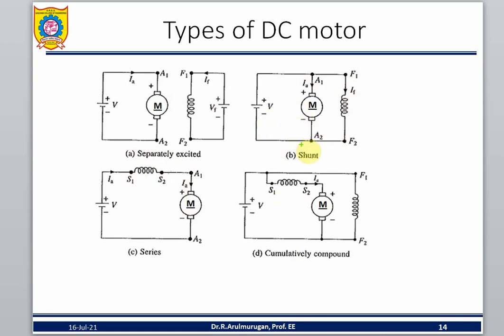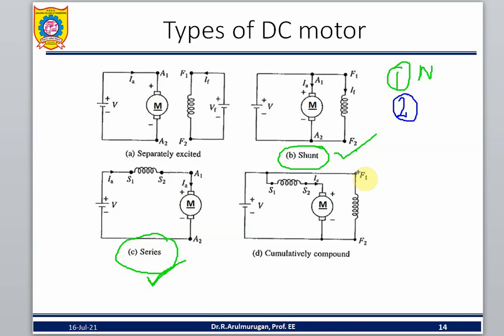You know, the shunt motor is a constant speed motor, almost constant. If you want a constant speed application, you can select this motor. If you want a variable speed application, you can select the series motor. First point: speed. The shunt is constant speed, and the series is variable speed.